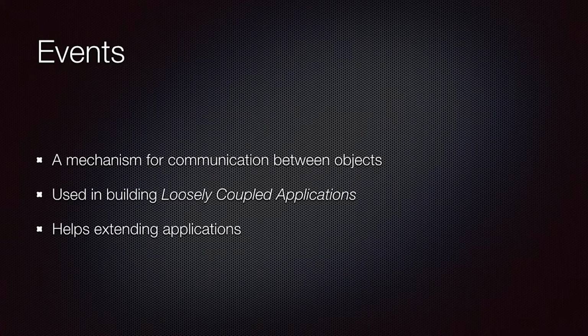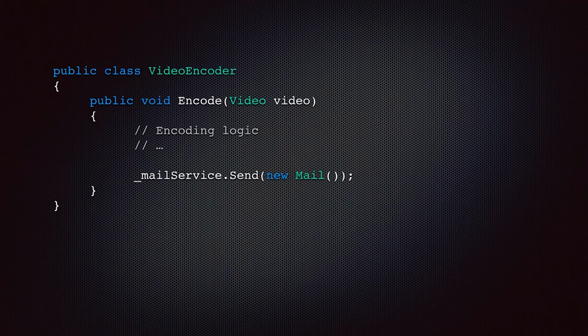Let me show you an example of this in the code. So take a look at this class. This is a video encoder class with one method called encode, which encodes the video that is passed to it. For simplicity, I've gotten rid of the encoding logic. But look at the last line. Here, when the encoding is finished, we use the mail service to send a mail message to the person that owns the video.